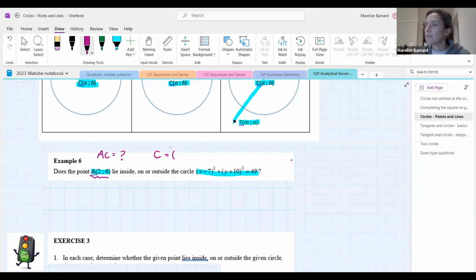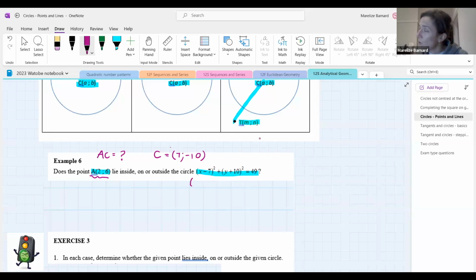Okay, so our center is 7 and -10. And I see there's some confusion about is it positive, is it negative. So listen up, I'm going to explain one more time. How do we get these coordinates and why are the signs different to what they are in the brackets?